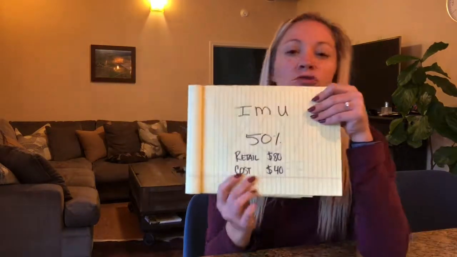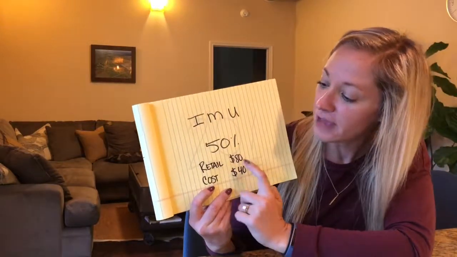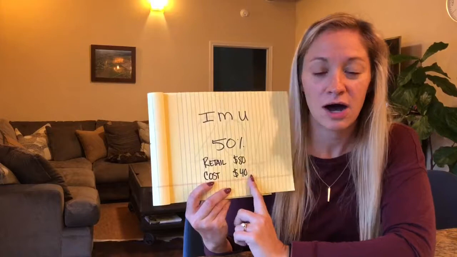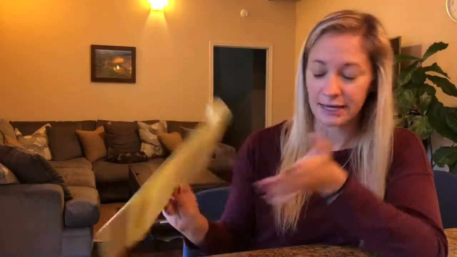So from our IMU example, let's say that we're running a typical IMU Keystone of 50% inside the store. That means that you have a normal retail price of that product that we were studying a second ago of 80 bucks, and your cost is $40. That's an IMU of 50%.